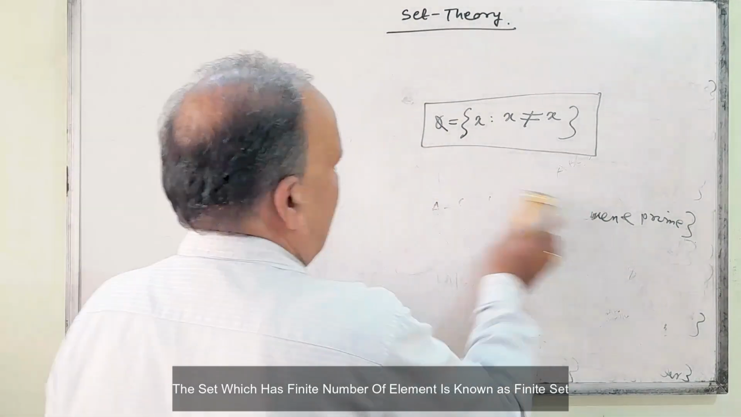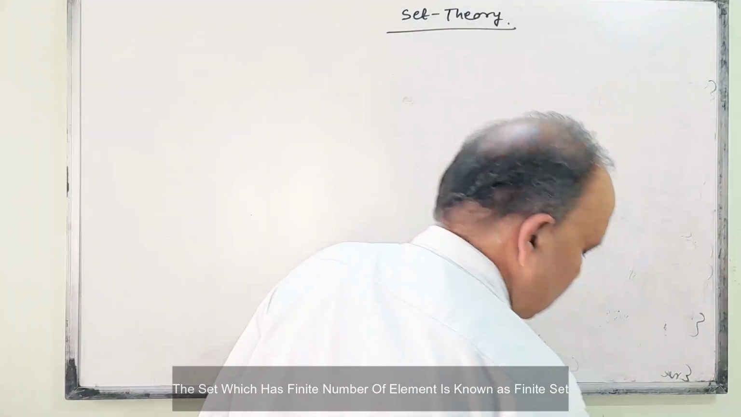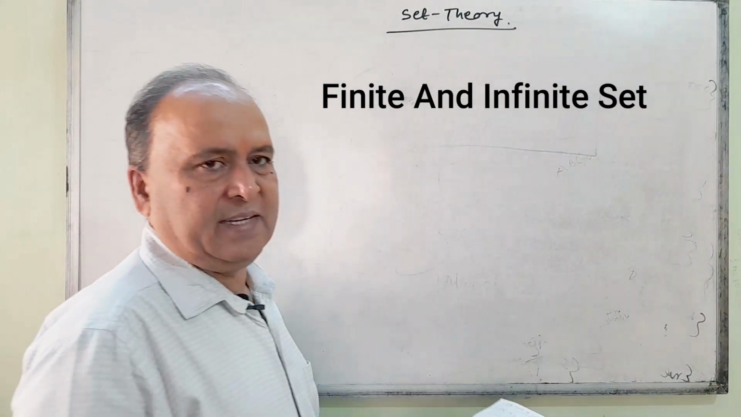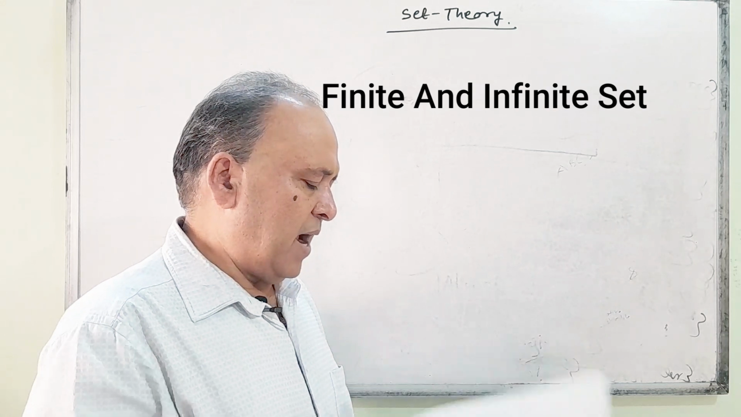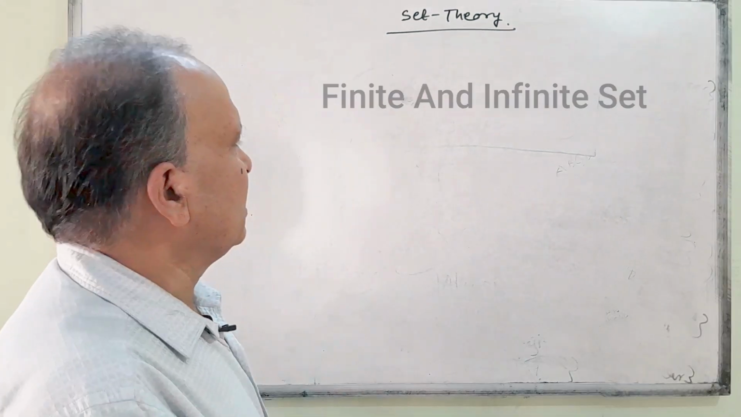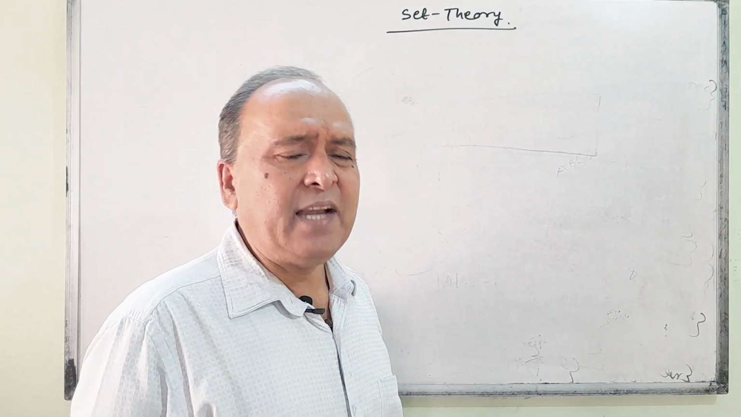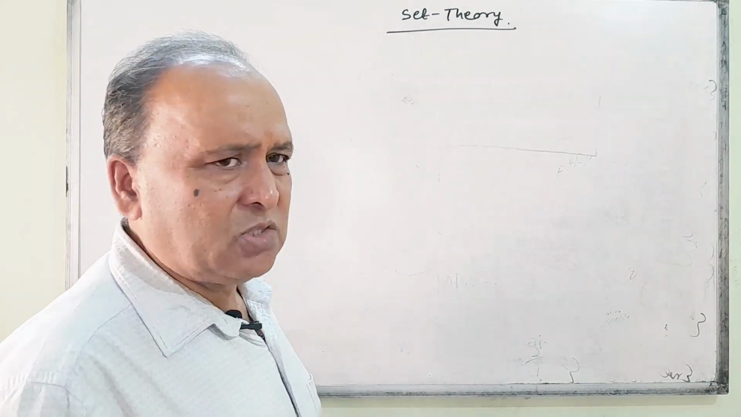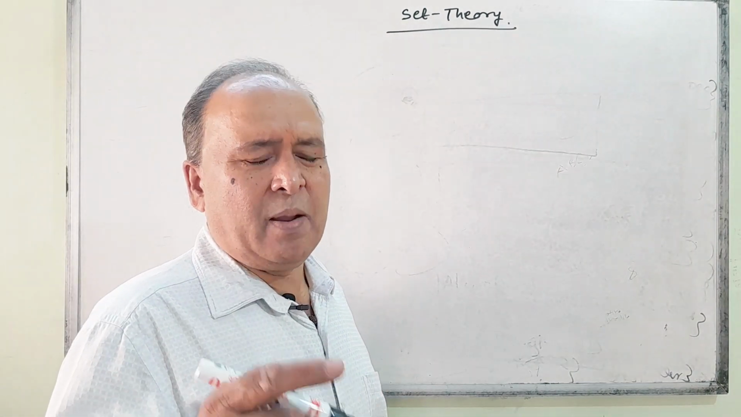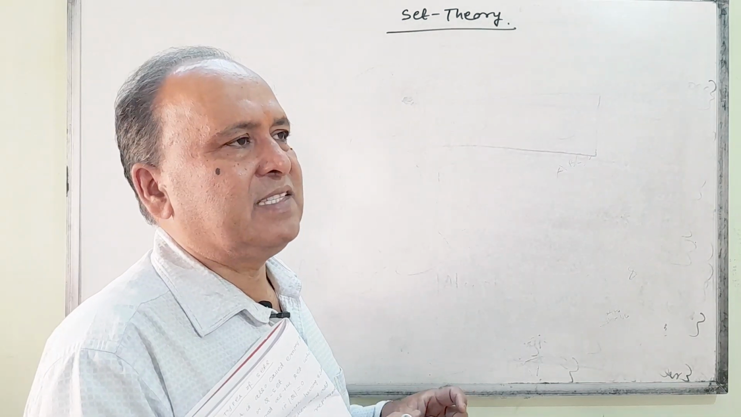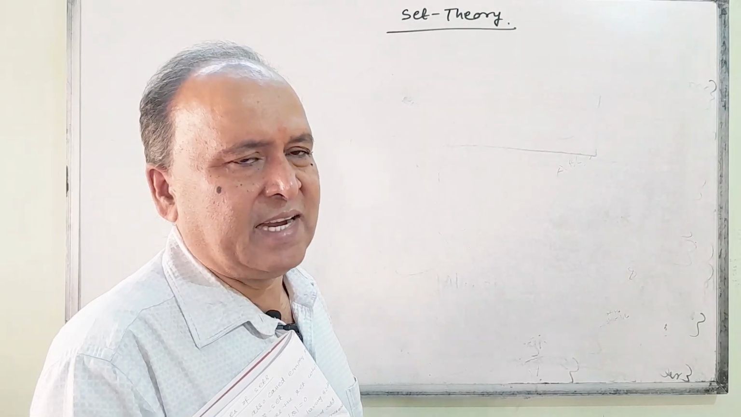Next, come to another kind of set. There are finite and infinite sets. Which are finite and infinite sets? The set which has a finite number of elements, that means we can count the number of elements of this set, is called a finite set.